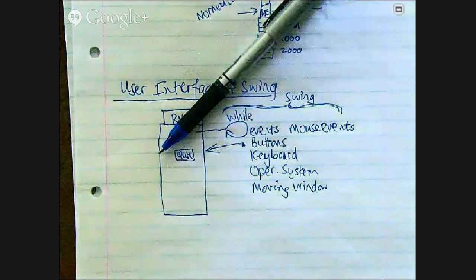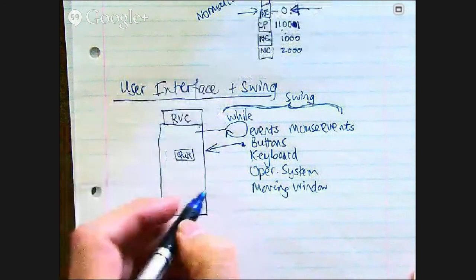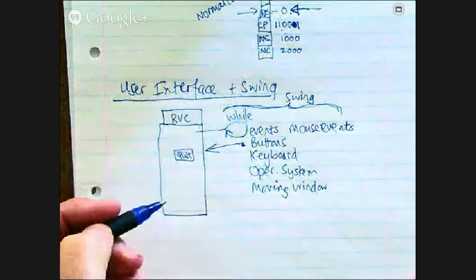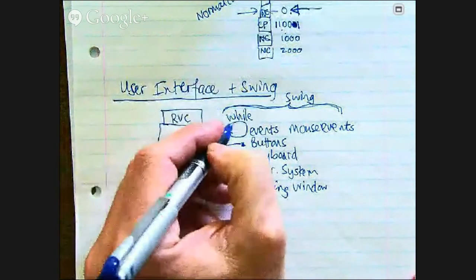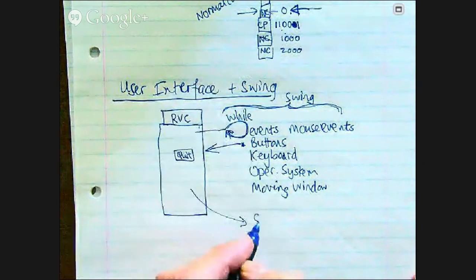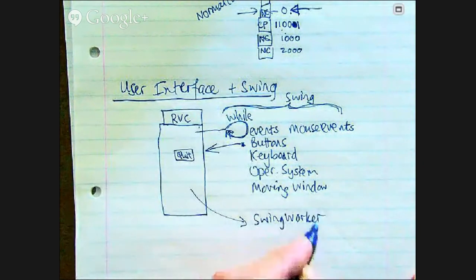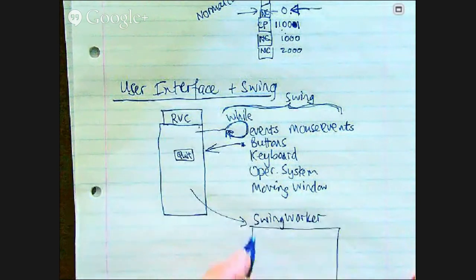But our game is different. Our game also wants to be active. Cats want to move on their own. They want to move by themselves in some sense. So that's why we need a Swing worker. While that while loop is executing, Swing will execute our Swing worker. And as it happens, we call our Swing worker game task. It's a kind of game task.